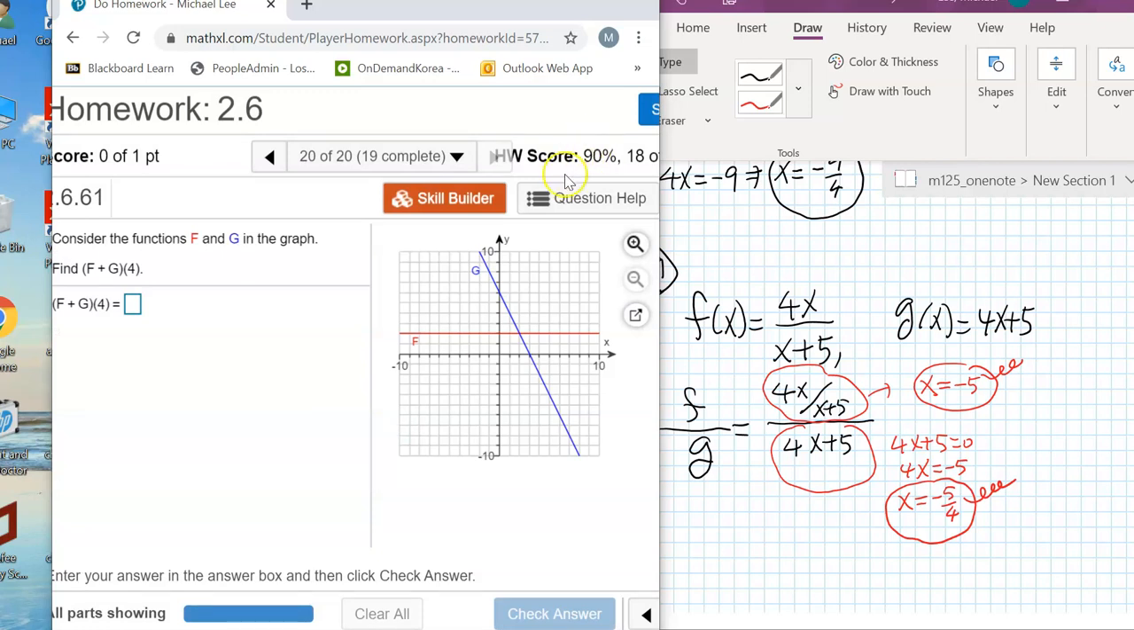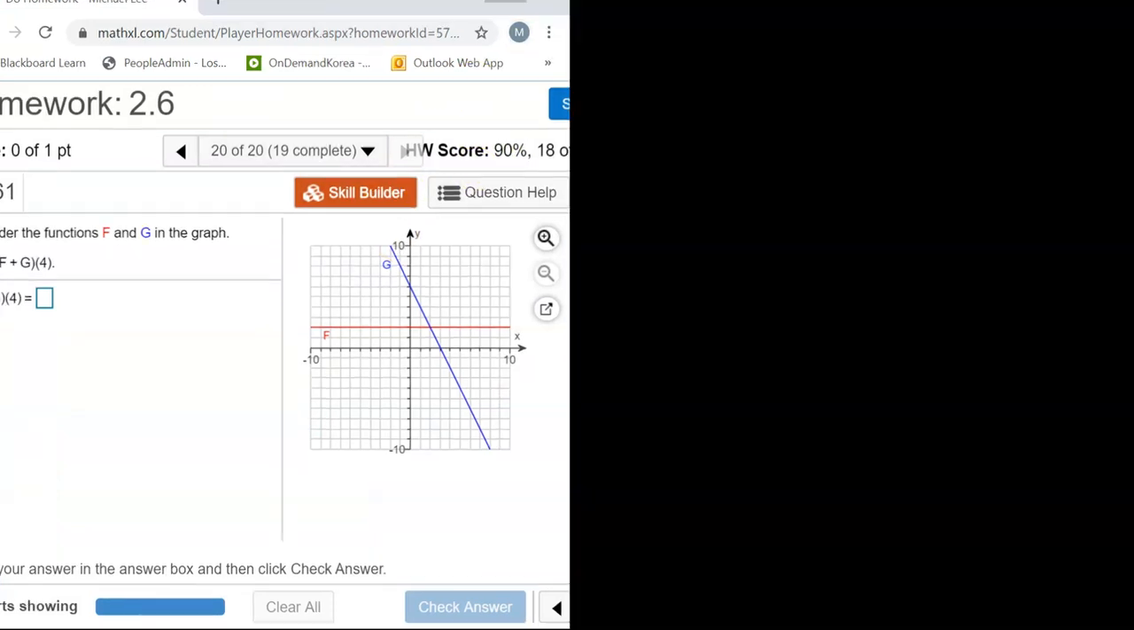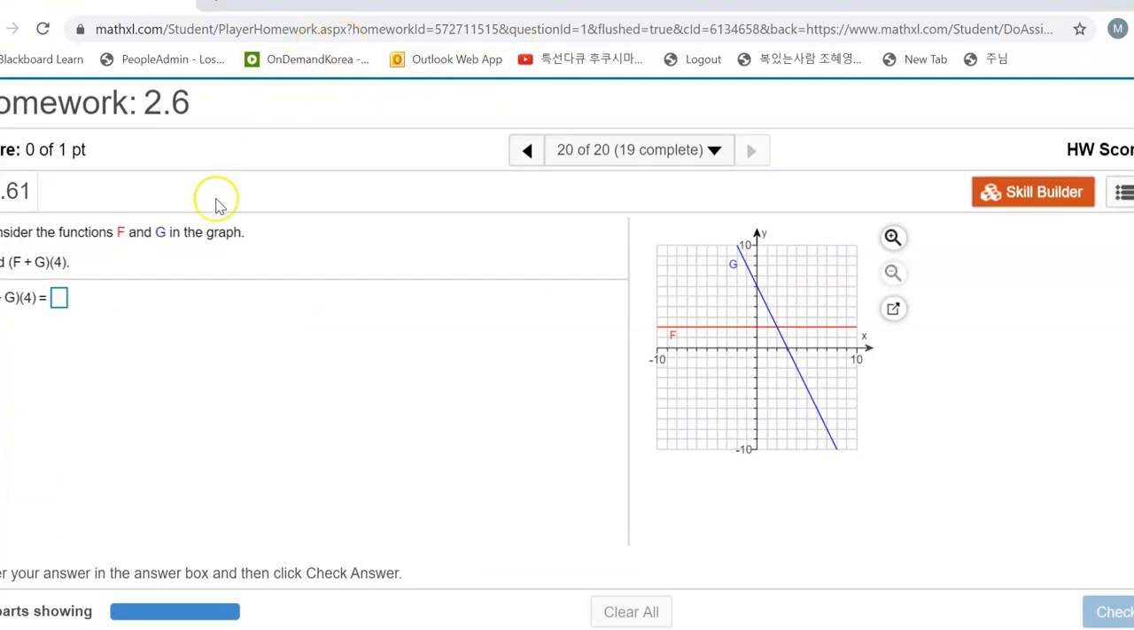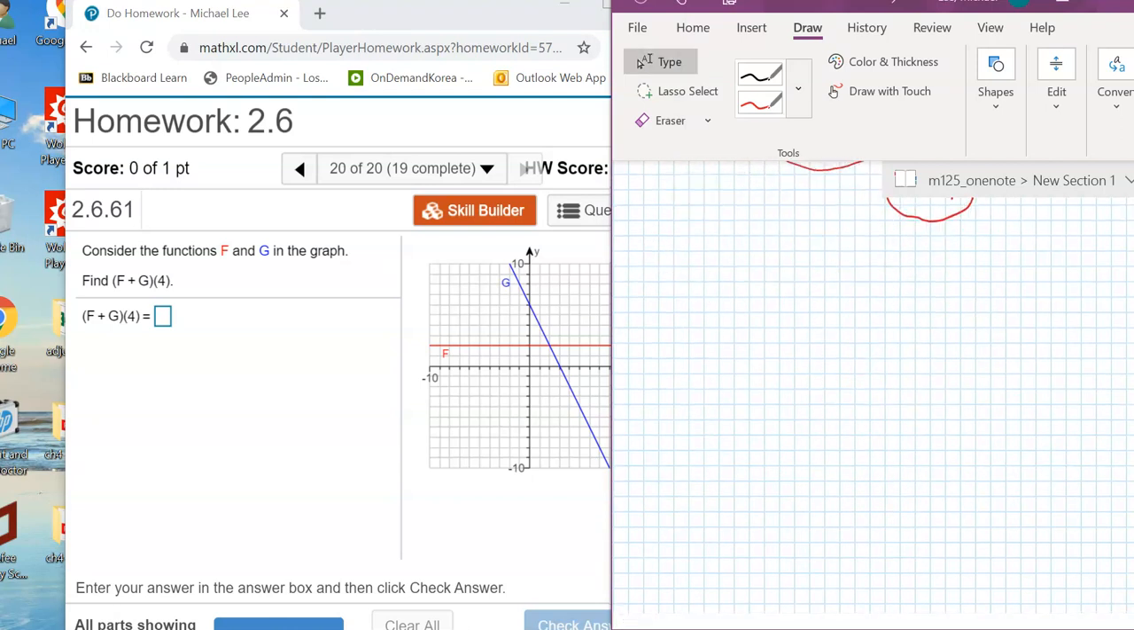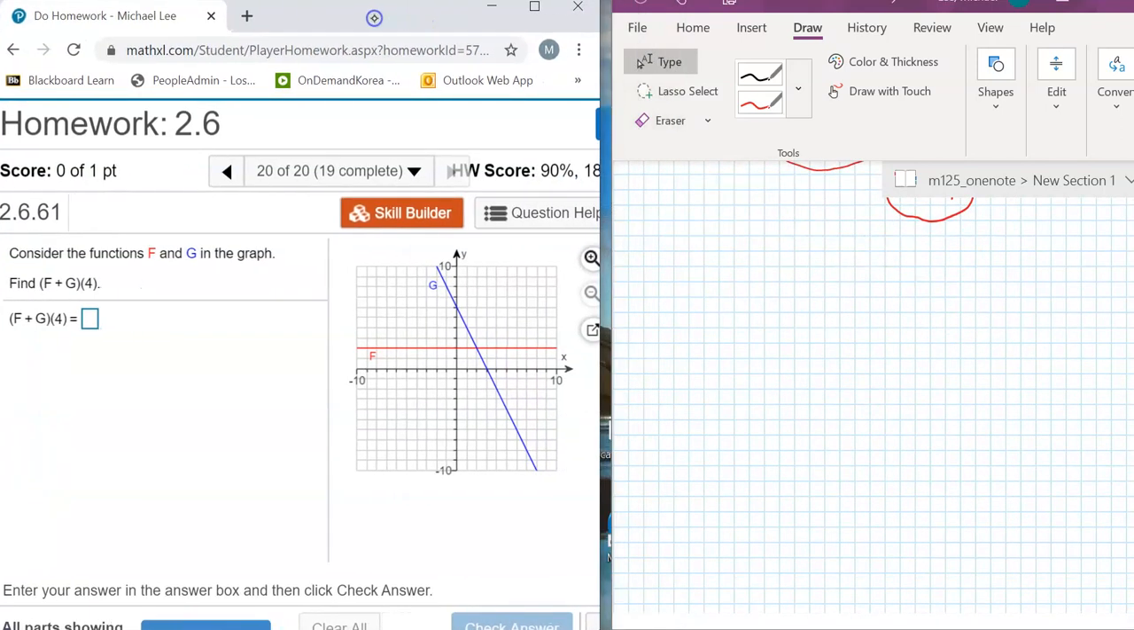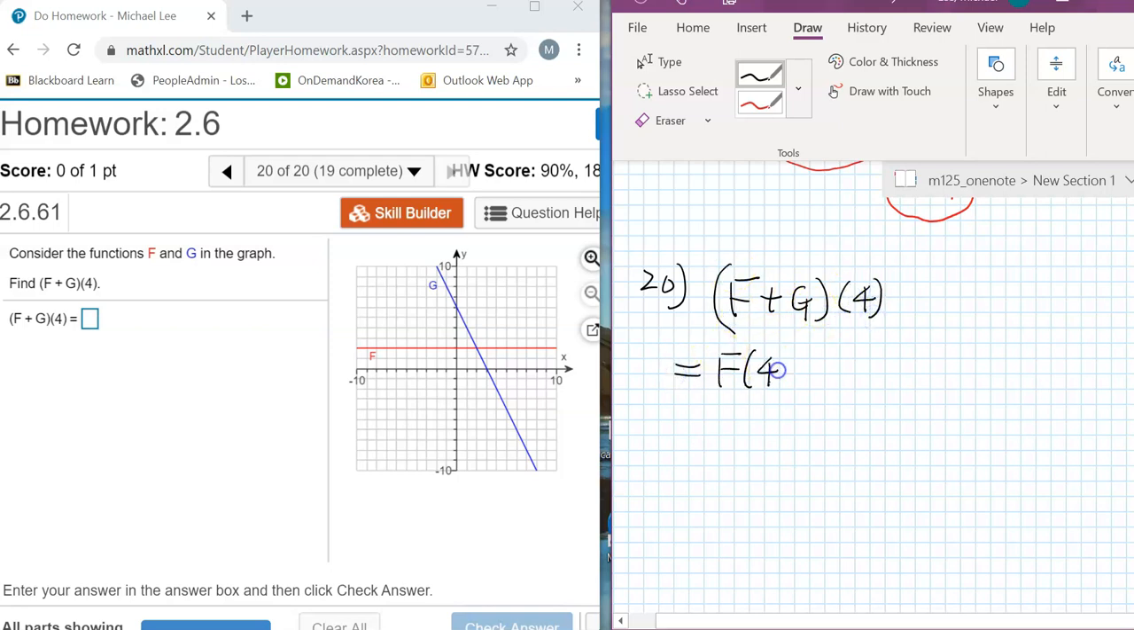And then now the very last question. Let me see what this is. Consider the graph. Let me just move it over here. Now, what is f plus g of 4? So this number 20, they're asking f plus g of 4. This is f of 4 plus g of 4.